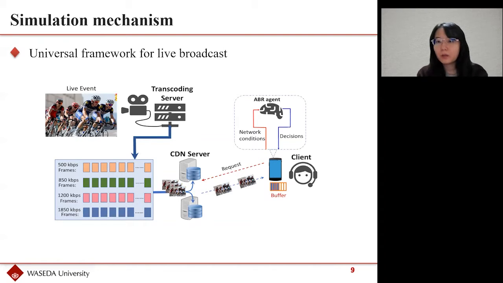The general framework of the live streaming is shown in this figure. The live event is recorded by the video camera, and the raw video is transmitted to the transcoding server to generate the video contents at different levels. And then the contents are transmitted to the CDN servers to be accessed by the user. On the client side, the streaming application has an ABR engine to control the video streaming, and it will generate the decisions according to the current network condition.